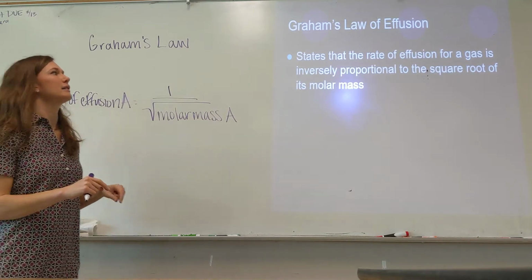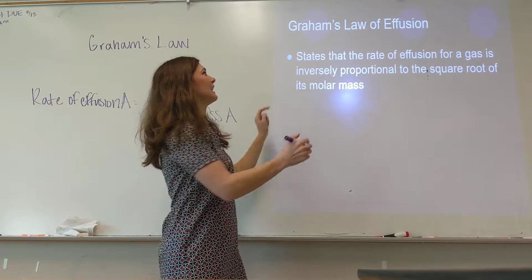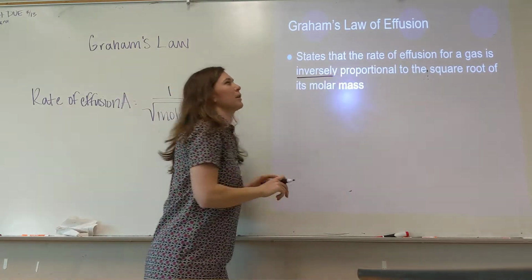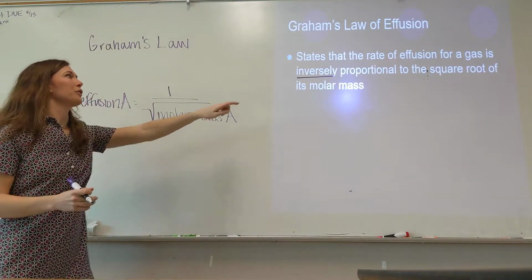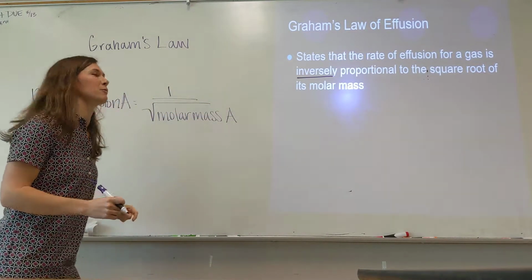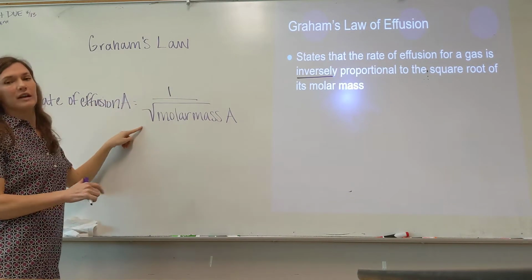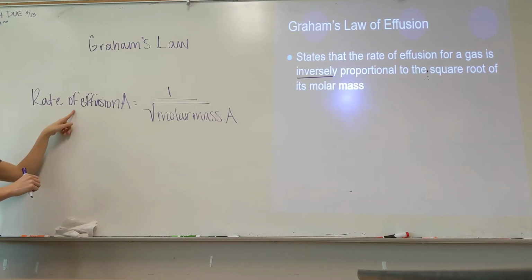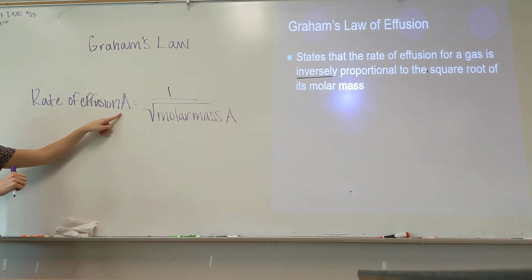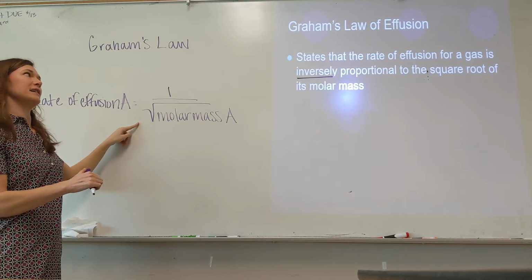So Graham's Law states that the rate of effusion for a gas is inversely, that word is really important, proportional to the square root of its molar mass. So when we're using this word inversely, remember that means that we're dividing. So we have 1 over its molar mass. I'm using hypothetical gas A. So we have the rate of effusion for gas A. Remember, it's inverse, so we're using 1 over the molar mass of gas A.